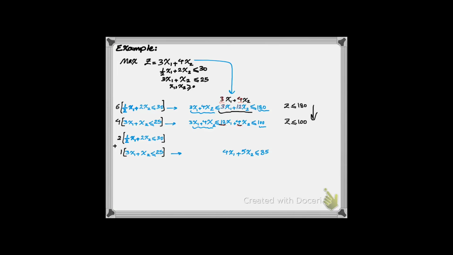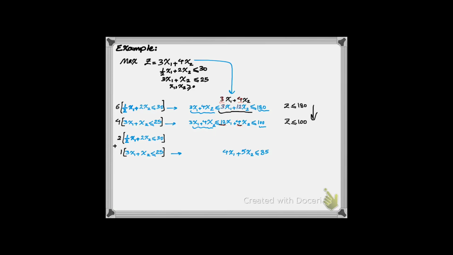To explain how this new constraint has been generated, you multiply 2 by the x1 coefficient, which is 1/2, and you get 1x1, and from the second constraint you get 3x1. You add these two up and you get 4x1. Similarly, you can apply that to the second variable. 2 multiplied by 2 is 4x2 plus 1x2, you get 5x2, which provides this term. And if you multiply 2 by 30, you get 60, and you add 25, and you get 85. So that's how this new equation has been generated. It's a linear combination of these two constraints.